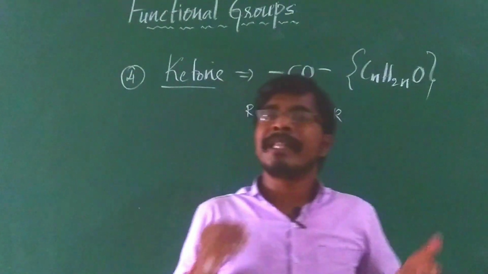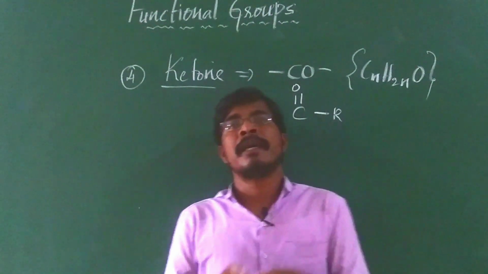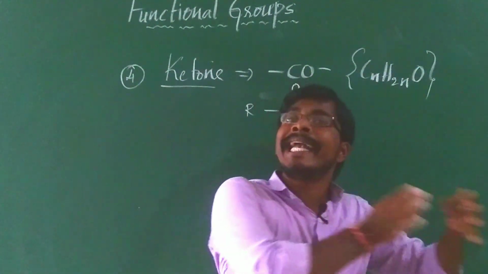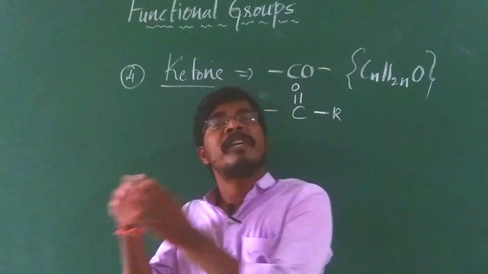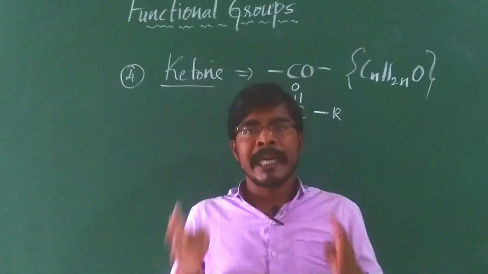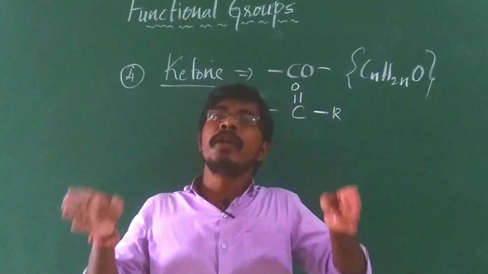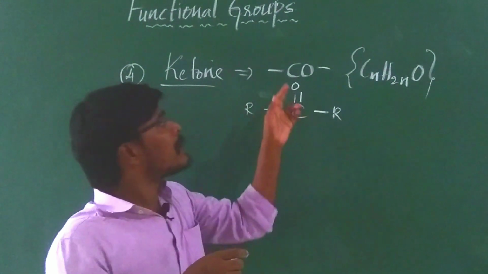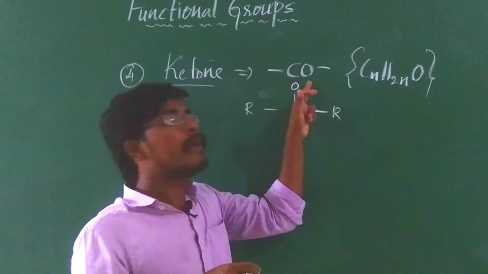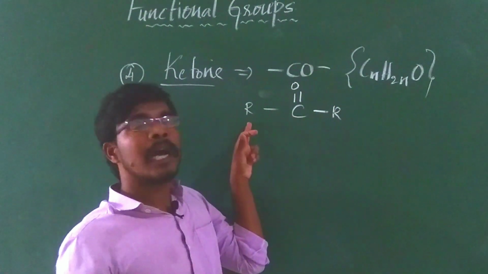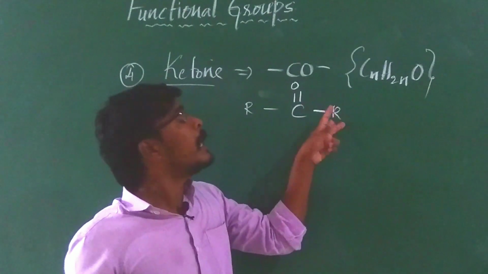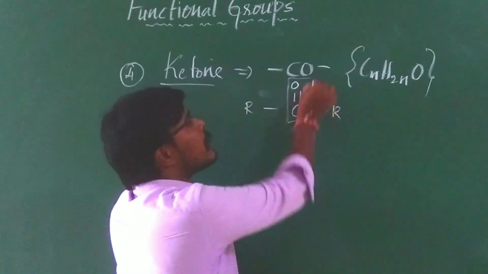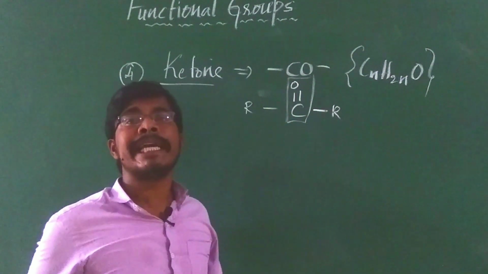Then how to identify whether it is a ketone or an aldehyde? The aldehyde group, in the sense the C double bond O group, will be attached to the end of the carbon chain, or else the first position of the carbon chain. But the ketone group will be in between two carbon atoms, in the middle of the two carbon atoms. So I represent it like this: C will be in between two carbon atoms, the carbon atoms being R. In between them, the C double bond O group will be present. If it is like this, those are called ketones.